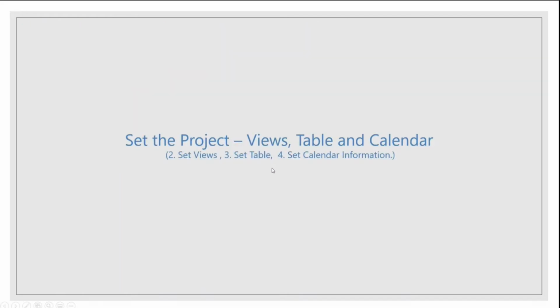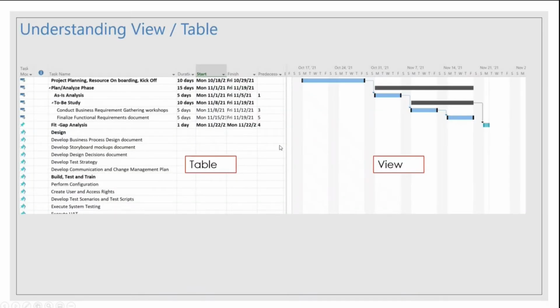Now moving to how to set views, tables, and calendar. When you open the project plan in Microsoft Project, the view on the left-hand side is called a table view or tabular view, and the view on the right is called the Gantt view. In the Gantt view you can see the bars with dependencies. We'll talk about these more in detail when we open Microsoft Project.